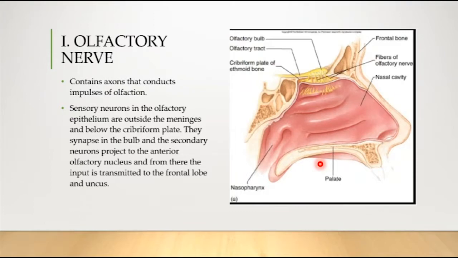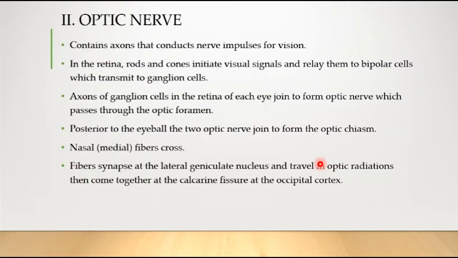So the olfactory nerve contains axons that conduct impulses of olfaction, and it's outside the meninges and below the cribriform plate. It supplies just the sensation of olfaction, as we talked about yesterday during the examination.